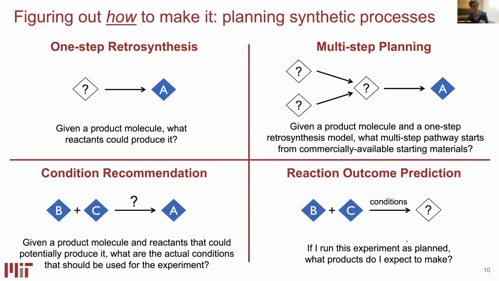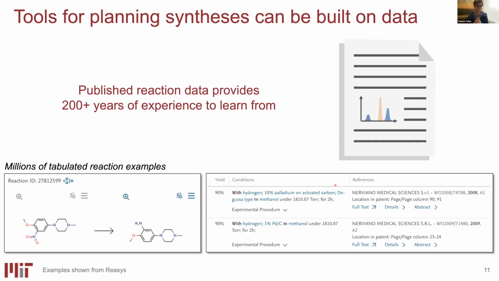Then I might want to know what I expect to produce. So I might want to anticipate, well, if I actually go to the lab and I mix B and C under these conditions, what do I think will emerge as the product, right? This forward reaction simulation is another task that we build models for. So all of these tasks and many more can be trained on data, right?